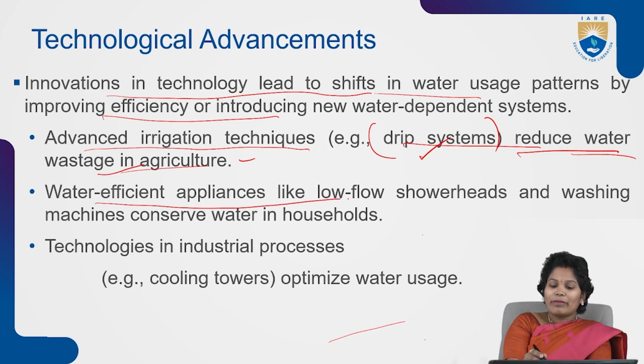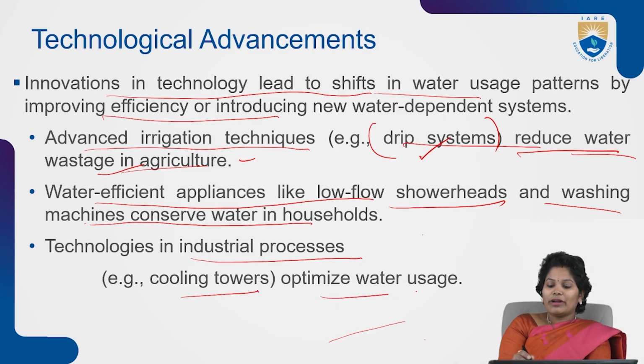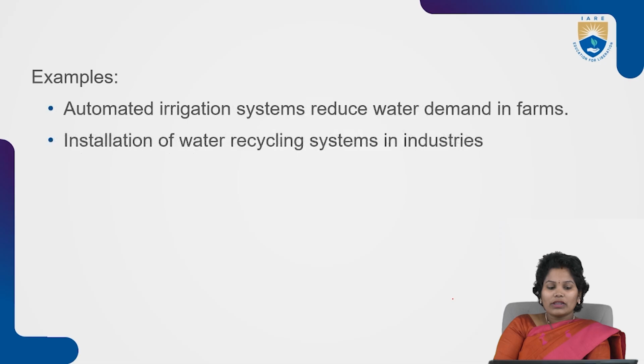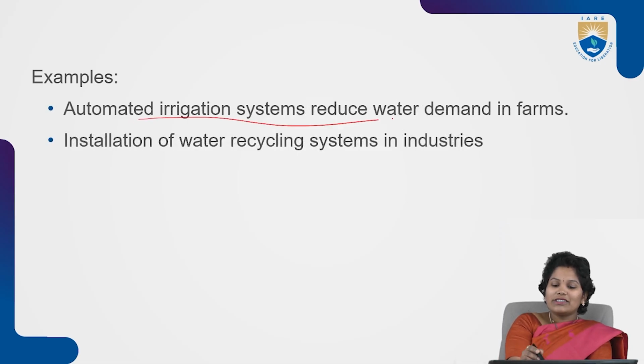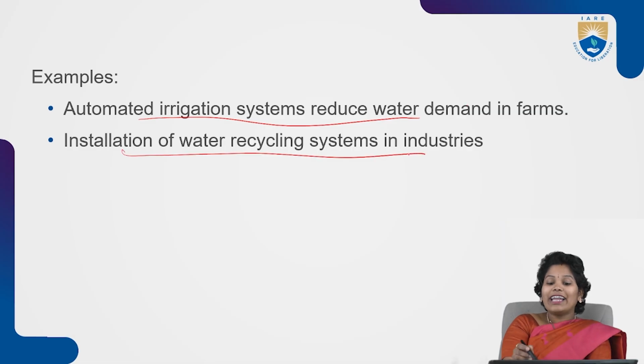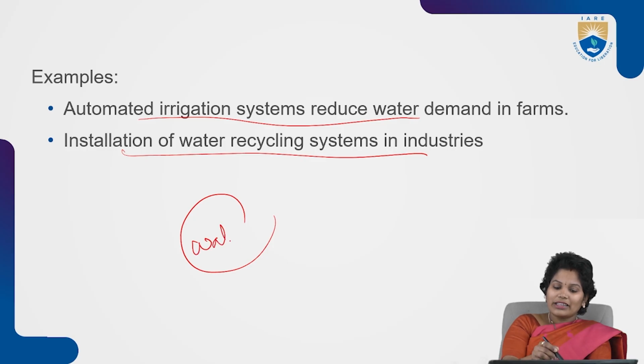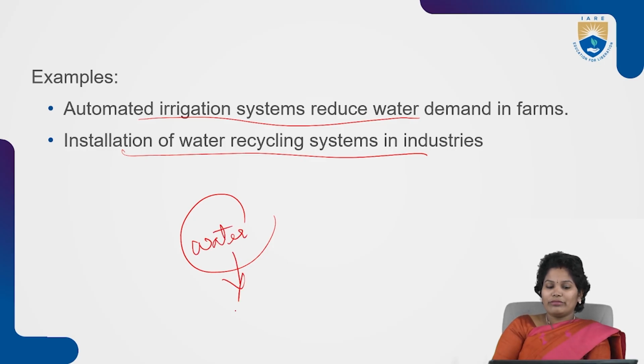Next, water efficient appliances like low flow shower heads and washing machines conserve water in households. Technologies in industrial processes, like cooling towers, optimize water usage. Examples are automated irrigation systems that reduce water demand in farms, and installation of water recycling systems in industries. If recycled water is used, we see less water demand, because whatever water they use, they recycle it and use it for other purposes, reducing the wastage of water.